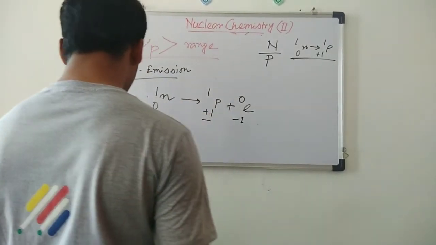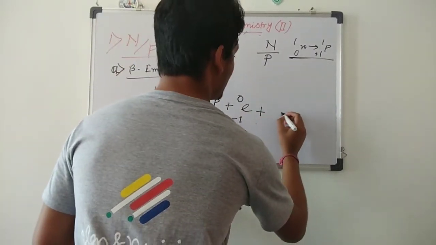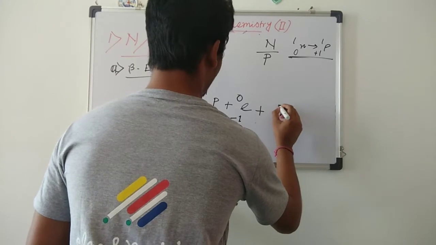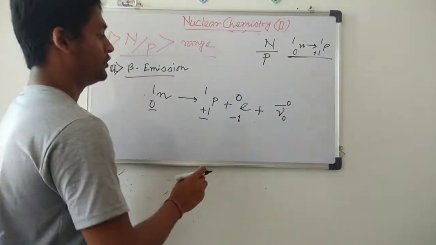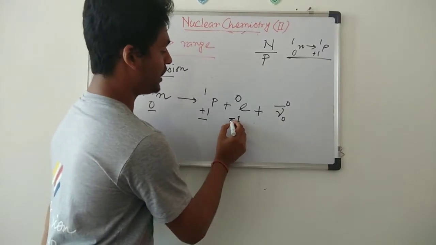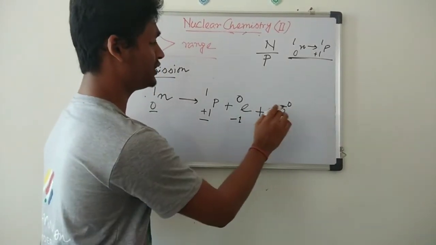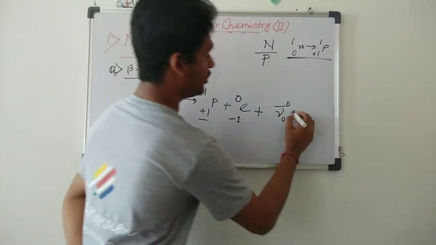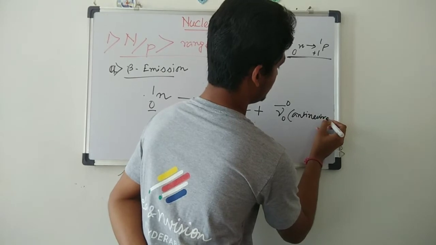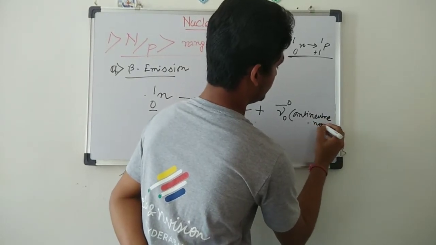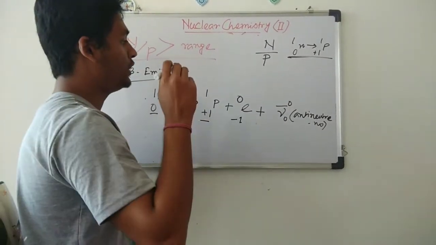Now the story doesn't end there. We need one more particle, that is the anti-neutrino. You can remember this: the electron has a minus charge, and whenever there is a minus charge, there will be a bar. It is called the anti-neutrino. This particle is coming because of the energy state.